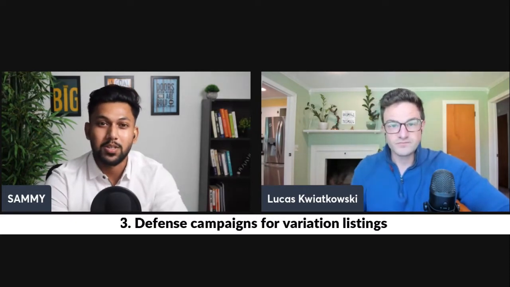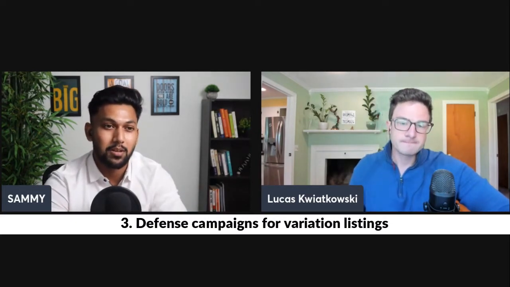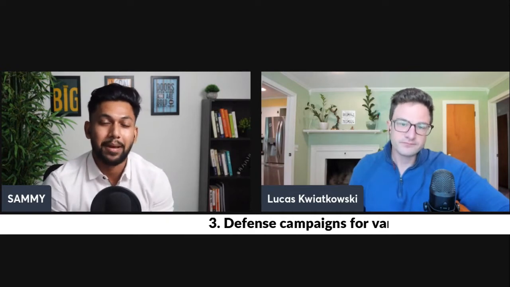Okay, got it. Now we know that when it comes to variations and products in parentage, no matter what we do, when we search the keyword, only one particular child is going to show up. But the thing is completely different when it comes to ads. So how do you structure the defense campaigns for these parentage products, the products that are linked in the parents?